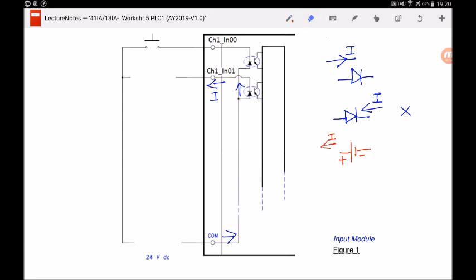So let's take a look at the COM now. You can see that the current is actually flowing into the COM terminal, right? So can I say that the battery source must be connected this way? Minus, plus, so that the current is flowing this way.